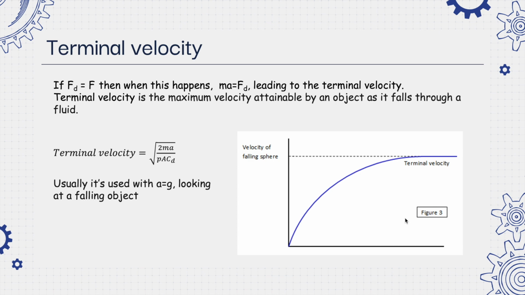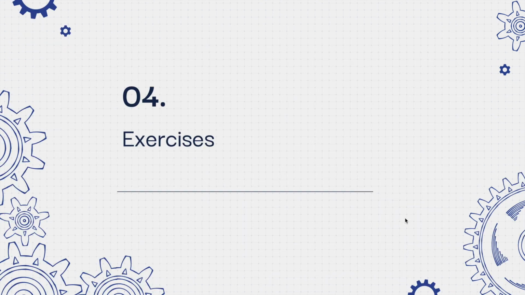There is then the graph. As you can see, the graph is accelerating until it stays at a certain terminal velocity. Let's do some exercises now.